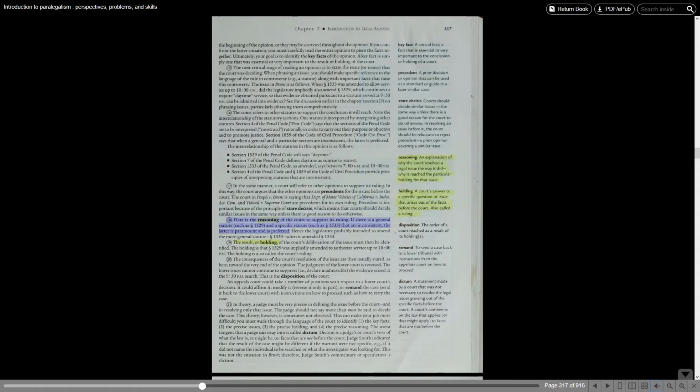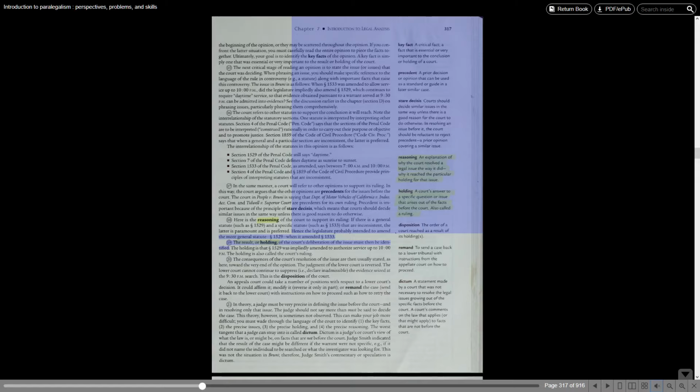Here is the reasoning of the court to support its ruling. If there is a general statute such as 1529 and a specific statute such as 1533 that are inconsistent, the latter is paramount and is preferred. Hence the legislature probably intended to amend the more general Statute 1529 when it amended 1533-19.